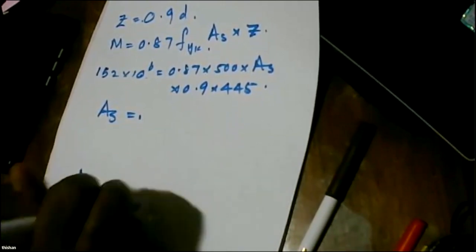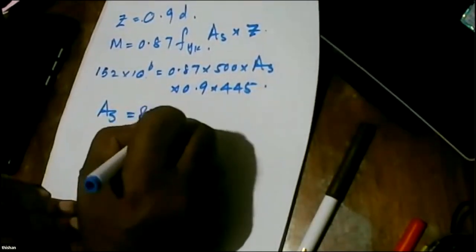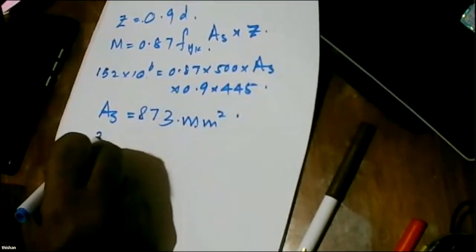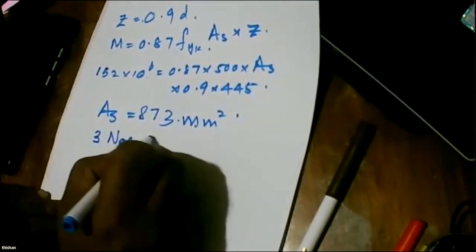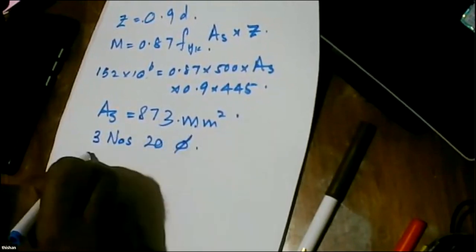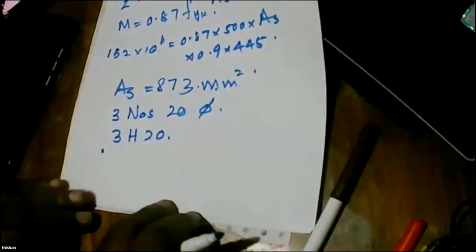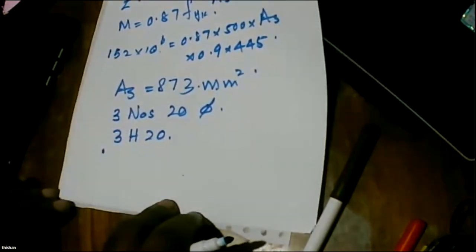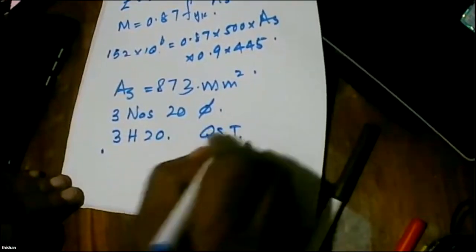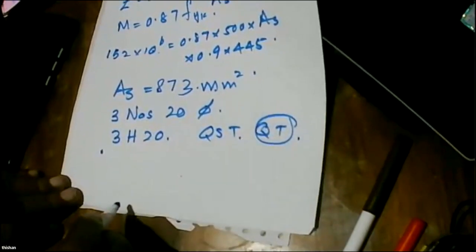872.73 millimeters squared. So you provide three numbers of 20 diameter, 3H20, and we call it H, not T, because they are high yield QST bars, quench and self-tempered bars, QST in shortened form.